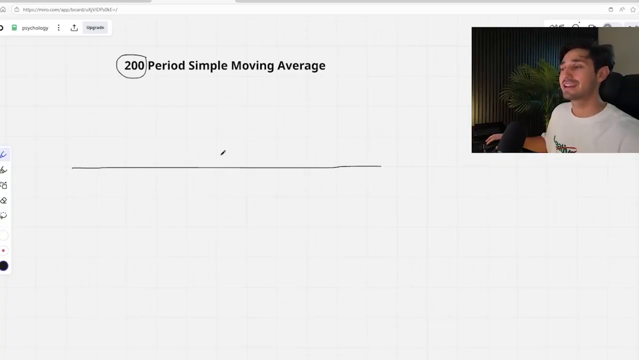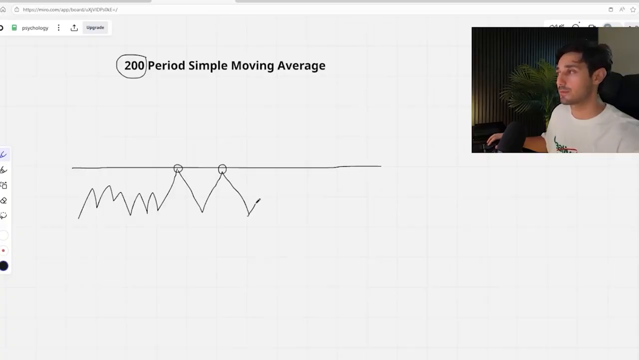And the 200 MA could act as a ceiling for price whenever prices are trading below it. It could also act as a floor for prices whenever prices are trading above it. So what does that mean? Let's say you have a bunch of price action right here. This 200 MA could act as resistance for this price action, where a lot of times prices will go to the 200 and bounce from it, go to the 200 and bounce from it. So it could actually be a resistance area for prices if prices are below the 200.